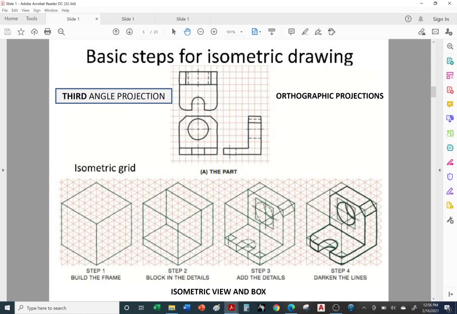Just take a soda can. Look at the top of the soda can. It's going to look circular, right? Obviously, most soda cans are cylindrical. But if you start rotating it away from you, the top is going to look elliptical.